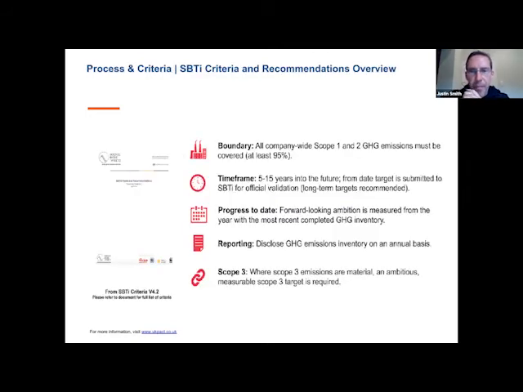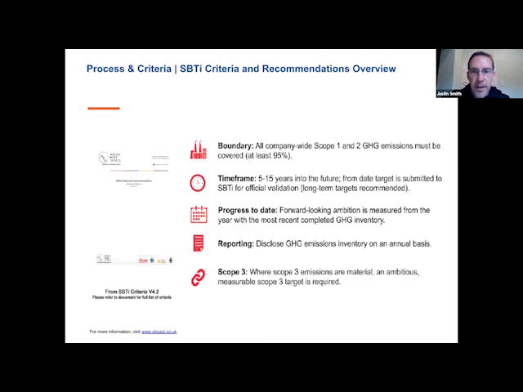So at a minimum, the boundary does need to look at your key scope 1 and 2 emissions. The time frame needs to at least be a 5 to 15 year trajectory into the future. Understanding what progress has been made to date in terms of your organization and also what that forward-looking ambition is going to be for the organization as well. And then obviously a commitment to be reporting on an annual basis in terms of how your GHG emissions inventory is shifting.